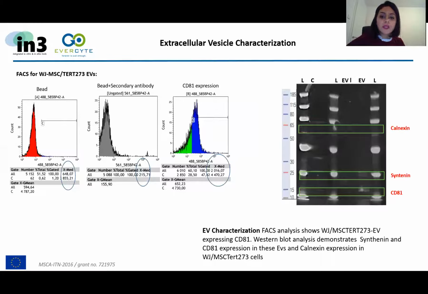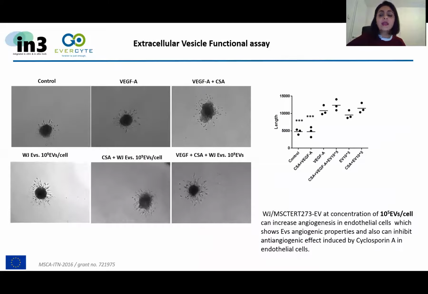And then we did a characterization of these extracellular vesicles. We did some Western blot and some FACS analysis to show that our EVs are EVs. I don't want to go into more detail because I don't want to take your time. Here is the control and its accumulative length, where we see some sprouts coming. When we treat the cells with VEGF, as it should be, endothelial cells start the angiogenesis, so we see sprouts coming out from the spheroids.